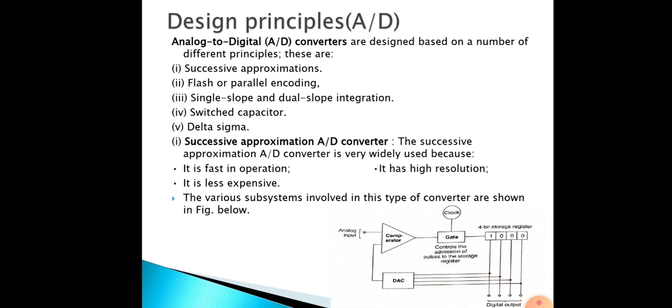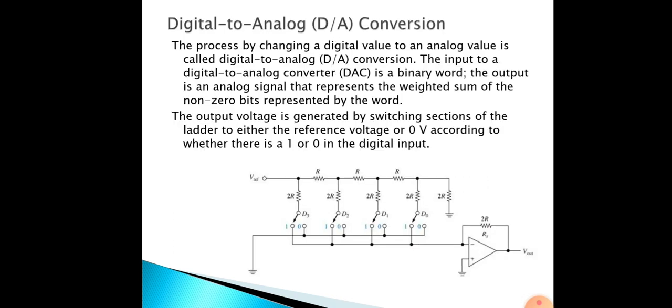Then next, we will be seeing digital to analog converters. So here it is the process of changing the digital value to the analog value. The input of the digital to analog converter is binary, that is digital, and the output is an analog signal that represents the weighted sum of the non-zero bits represented by the word.